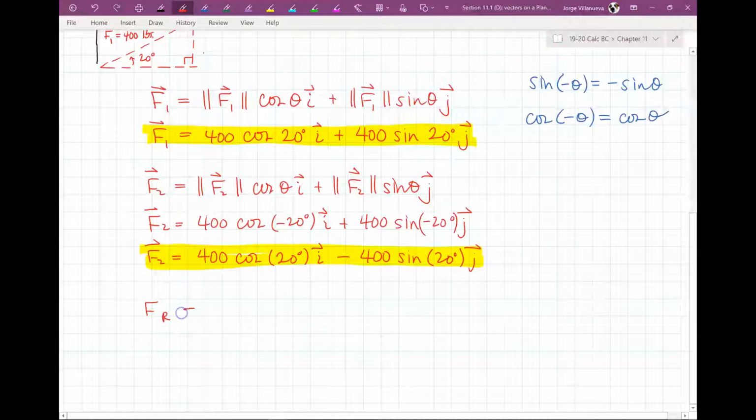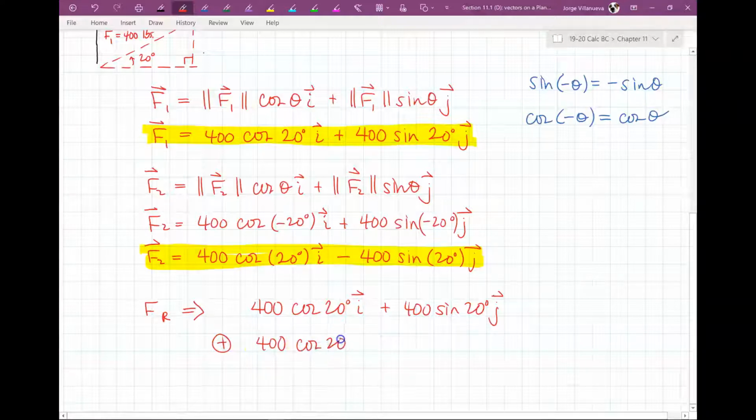So the resultant force is force 1 plus force 2, right? The way I'm going to write this out is by putting them on top of each other. So we have 400 cosine of 20 degrees i plus 400 sine of 20 degrees j, plus 400 cosine of 20 degrees i minus 400 sine of 20 degrees j.